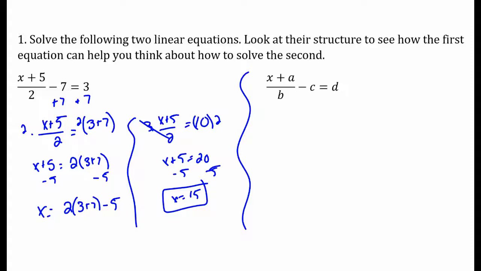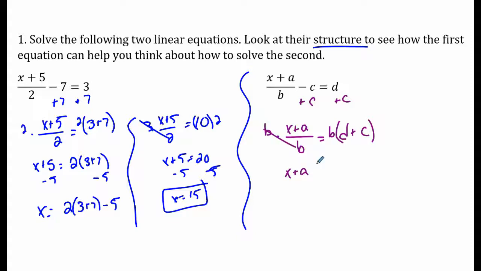How does this relate to this equation here with these variables? Well, it has the same structure, so we're going to use the same exact steps. I added 7, so I'm going to add c to both sides. X plus a over b. Well, I have no idea what d plus c is, so I'm just going to leave it as d plus c. Then we undid this division by multiplying by b. But I can't just put a b there. I need to multiply that entire side by b.